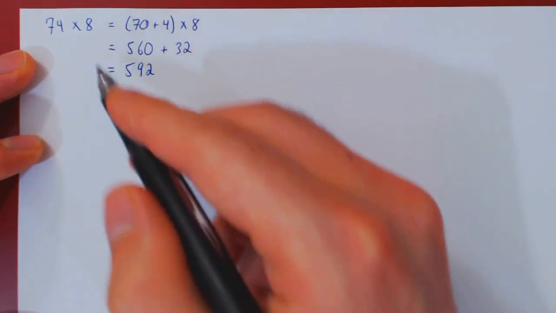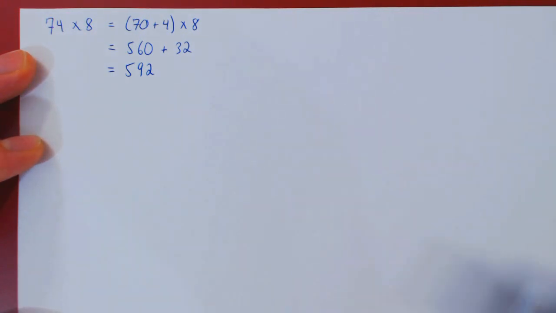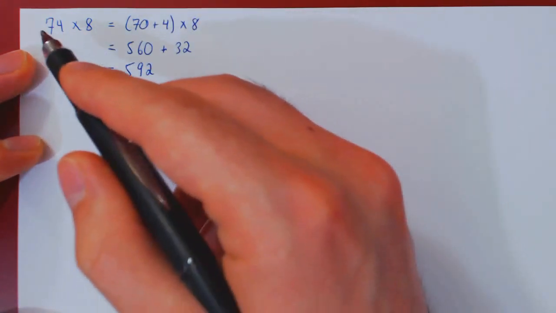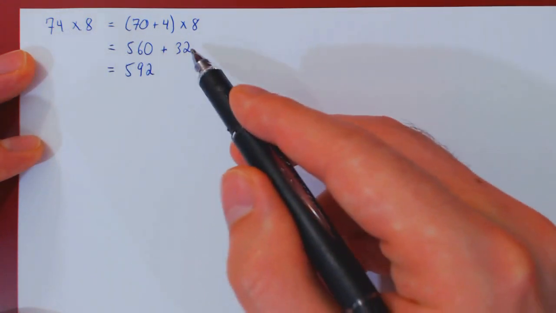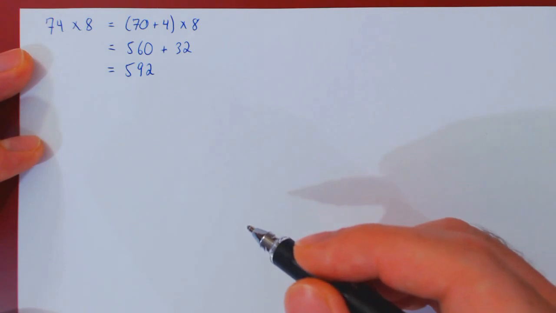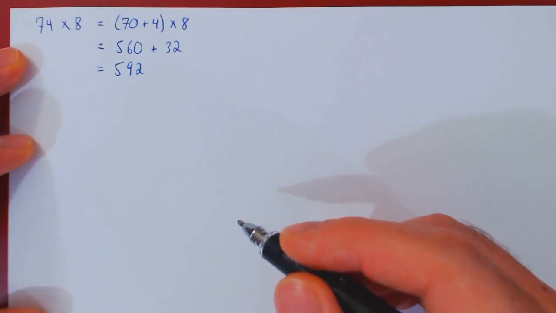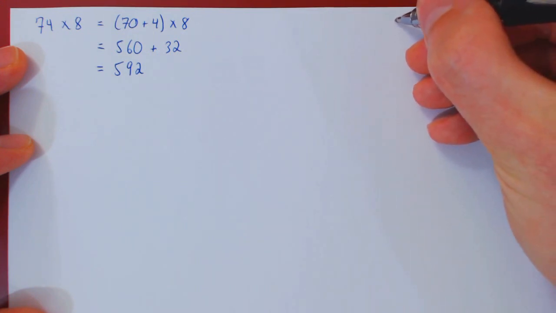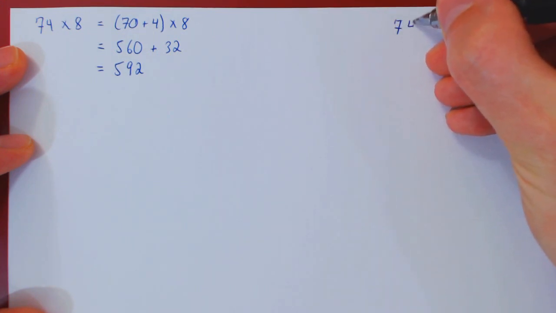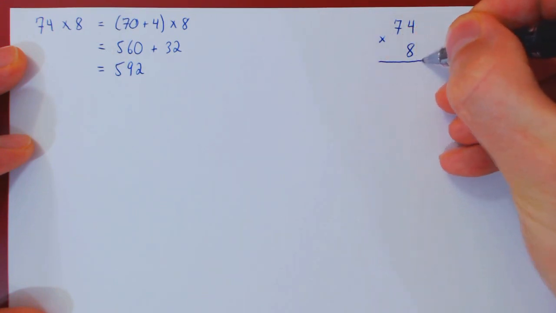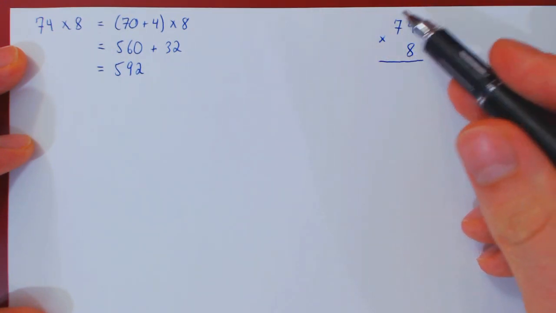But this is not the optimal solution. Let's consider another solution that essentially breaks up the multiplication in the exact same way, but allows us to write fewer characters. So let's do it on the right here. So we have 74 times 8. The setup is the same as for addition. So, how does it work?